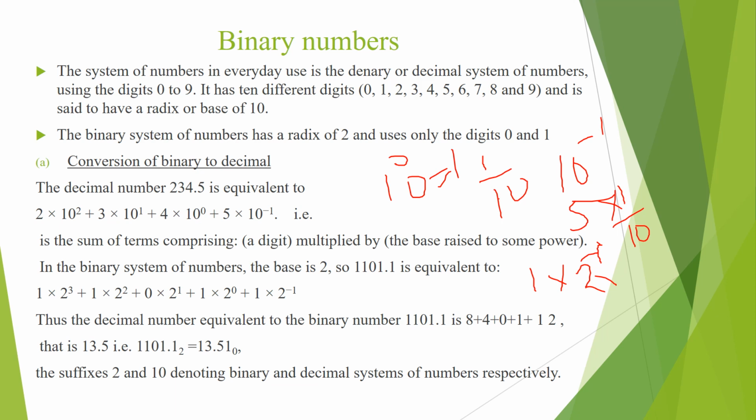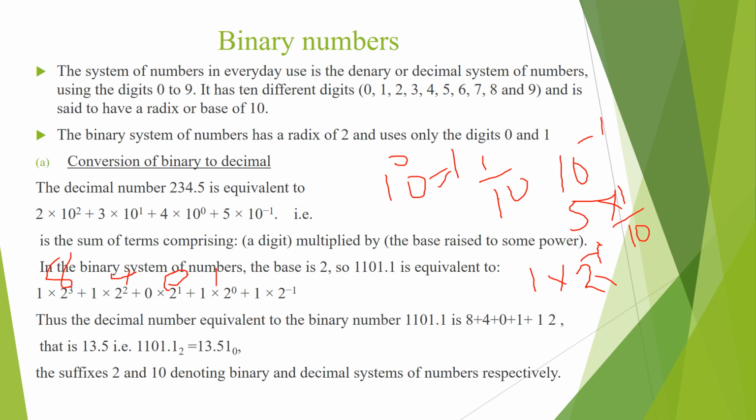And then we also have 1 times 2 raised to power 2. That is 4. And then we have 0 multiplied by 2 raised to power 1. Any number multiplied by 0 is a 0. And then we also have 1 times 2 raised to power 0. 1 times 2 raised to power 0 is not a 0, because 2 raised to power 0 is 1. So 1 times 1 becomes a 1.